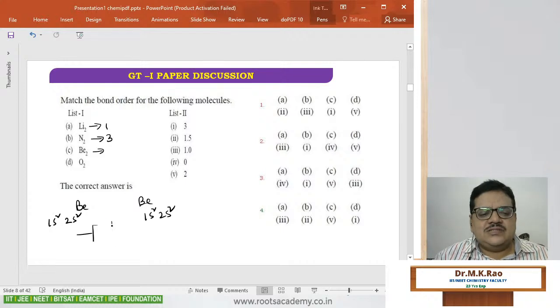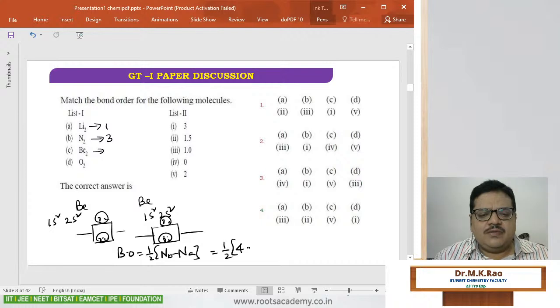Because here sigma 1s2, sigma star 1s2 and sigma 2s2, sigma star 2s2. So bond order is equal to 1 by 2 into the number of bonding minus the number of anti-bonding electrons. 1, 2, 3, 4. So 1 by 2 into 4 minus anti-bonding electrons 4. It is 0. And O2, 16 electrons. 16 electrons means bond order is 2.0.